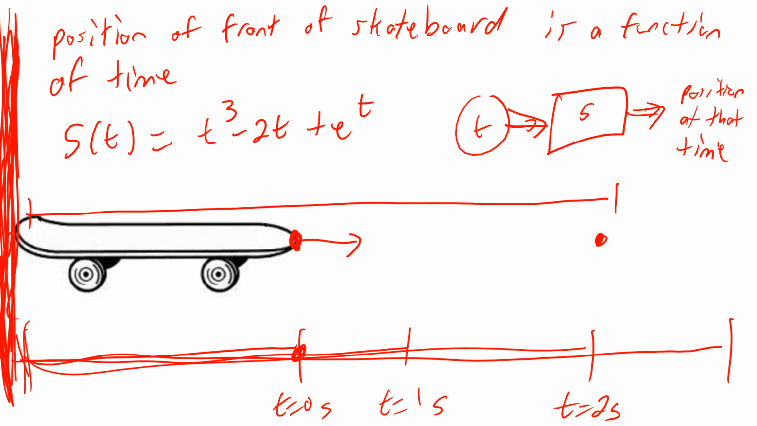And then if you take the derivative of the position function, remember what that tells you: it's going to tell you how fast the front of the skateboard is moving. In this situation, it's going to be the velocity or the speed of this end of the skateboard. Think of it as the speed if you want. So that's what the derivative will tell you.